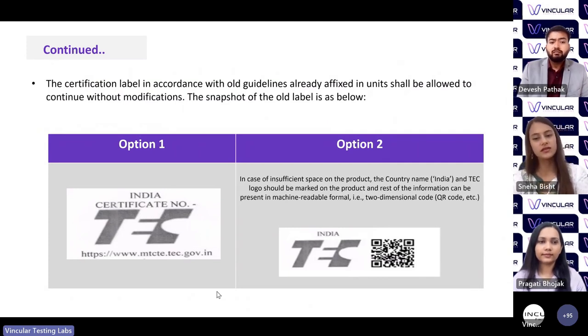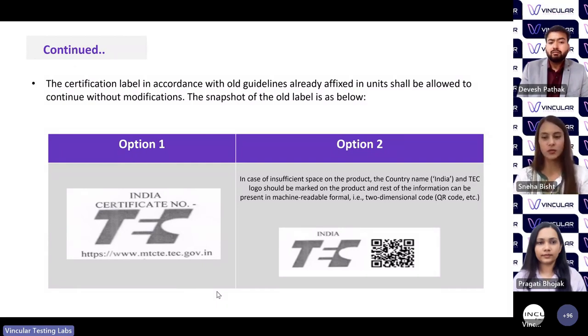So for these products where the label is already affixed by manufacturers in their inventory, TEC has not raised the requirement to change the label. The old label affixed in the units of already certified products shall continue without any modification. An image of the old label is present on the screen for your ready reference. I will move on to the next topic now.